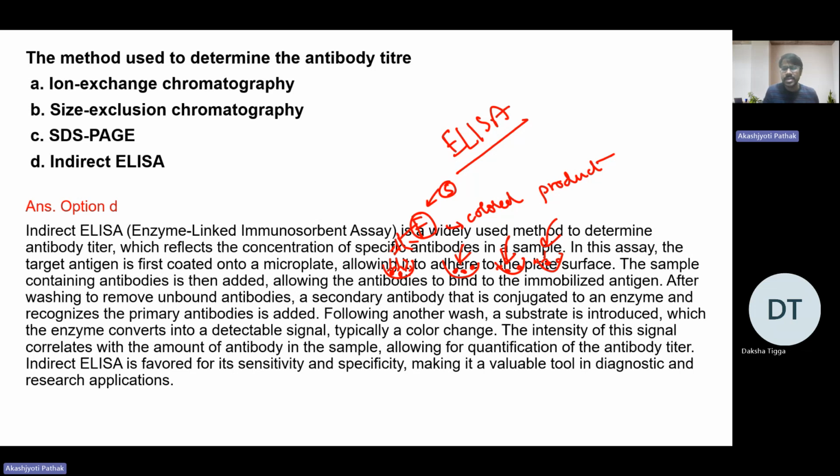So in direct ELISA, you can read about this. The same thing is written. So you need to do washing, and then you will add the secondary antibody. So these are the steps.